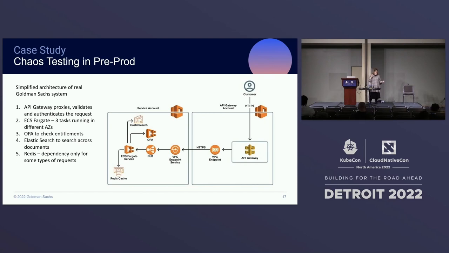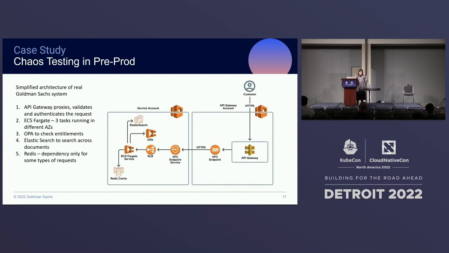Elasticsearch, what if it goes down? What if some of the nodes go down, right? OPA, the entitlement system. What if that gets disconnected? We know that we can't operate without entitlements, but can we recover from that? How quickly can we recover once it comes back up? And then finally, on the Fargate side, our tasks are going down. How are we going to be able to handle that?